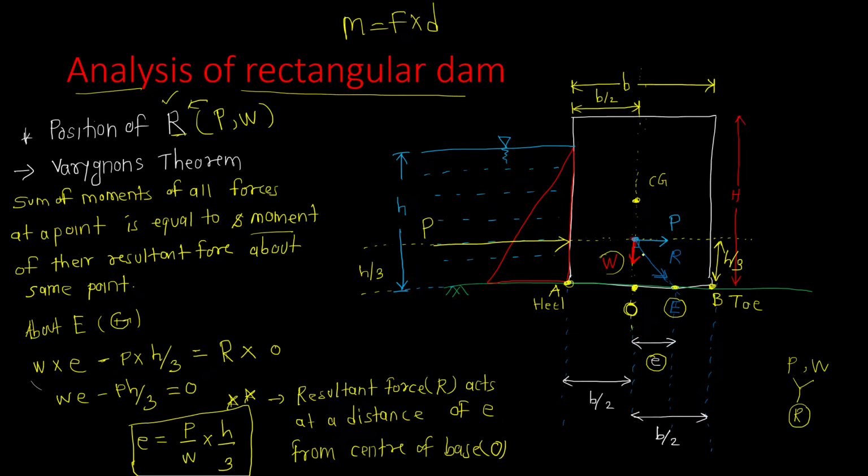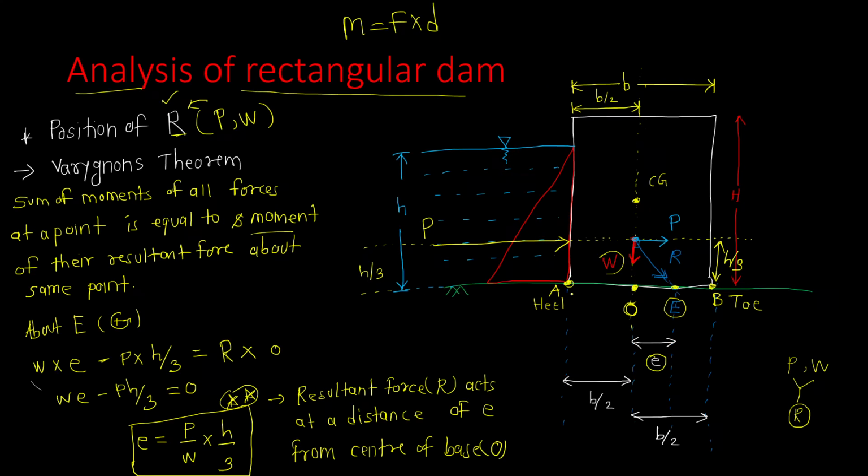Now this resultant force is crossing or touching the base at point E. Okay, it is acting at point E. So the distance from the center of the base to the point E is called small e, and we all know that small e represents the eccentricity. By using Varignon's theorem, we have found out the value of small e.